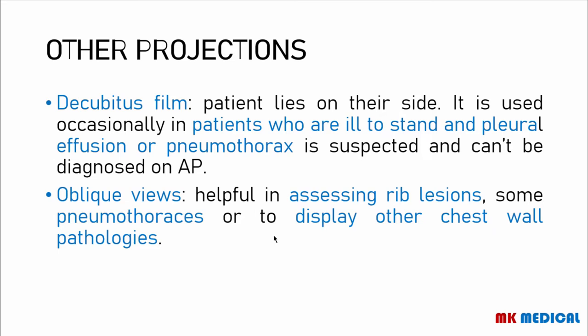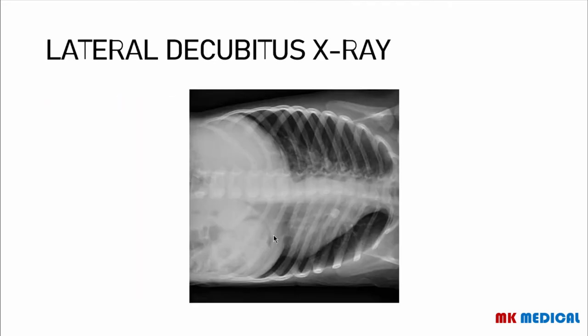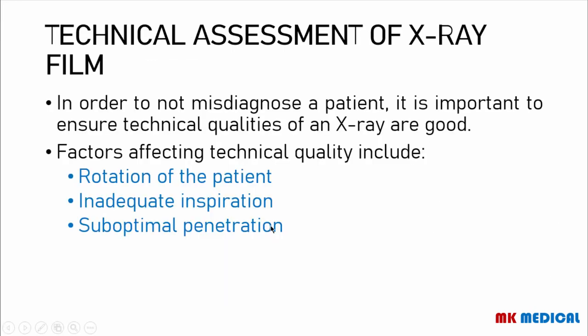Sometimes you may take an oblique film, which helps in assessing rib lesions. It helps in pneumothoraces. It also helps to display some other chest wall pathologies. So here's an example of a lateral decubitus X-ray film over here. And of course, this looks like it was taken in a child.